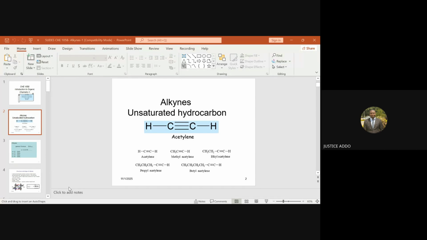The carbon atoms in alkynes are in the sp hybridized state. We got to know that in the alkanes, the carbons are sp3 hybridized. In the alkenes, they are sp2 hybridized. And the alkynes are what? sp hybridized. Examples are acetylene, methylacetylene, and ethylacetylene. These are just the common names.